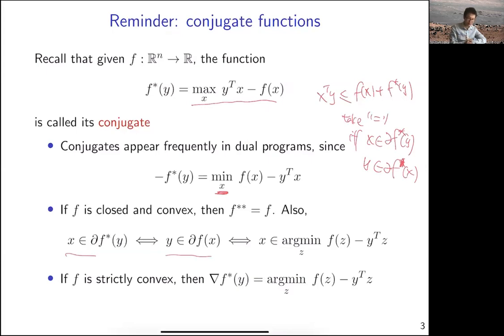So this can just directly follow from the definition of the Fenchel conjugate. And in addition, if f is strictly convex, then you know that the argmin is a singleton. Therefore, this particular argmin will give you the gradient, and then f star is differentiable.